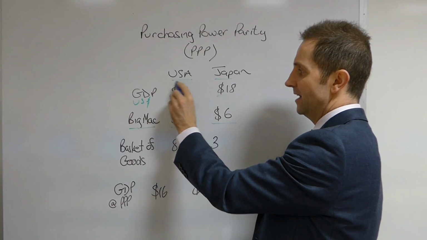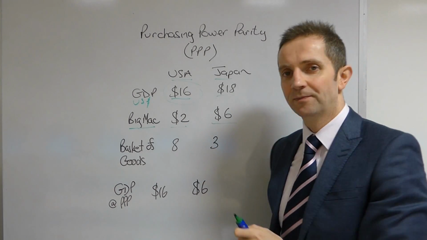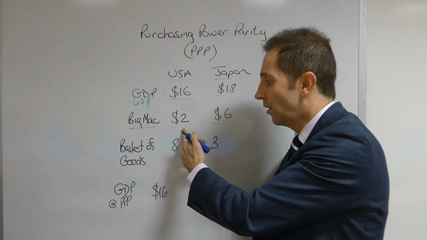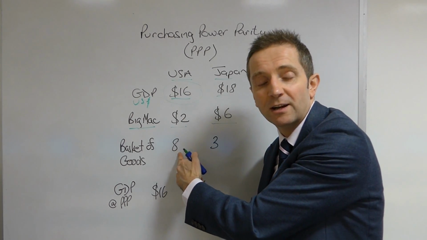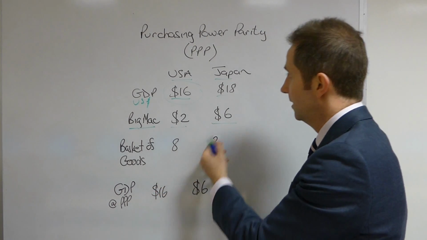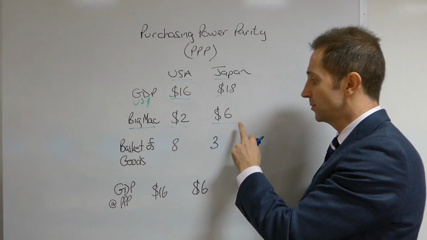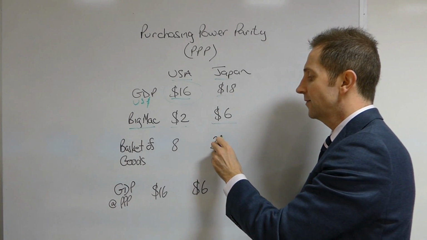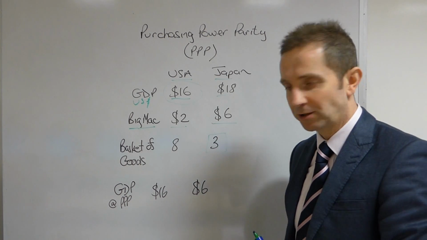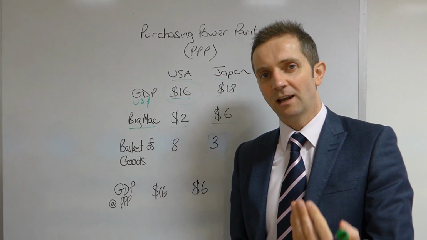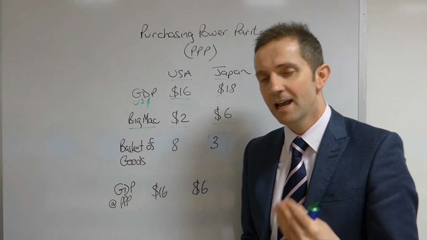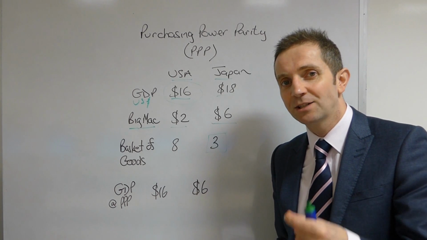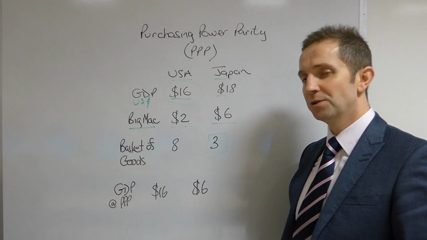On that basis, if GDP in the United States was $16 and the price of a Big Mac is $2, obviously the basket of goods you could buy there would be 8 Big Macs. If in Japan, on the other hand, the price of a Big Mac was $6 and its GDP is $18, then of course you can only buy 3 Big Macs. This tells us something about the purchasing power of the currency and hence the standard of living.